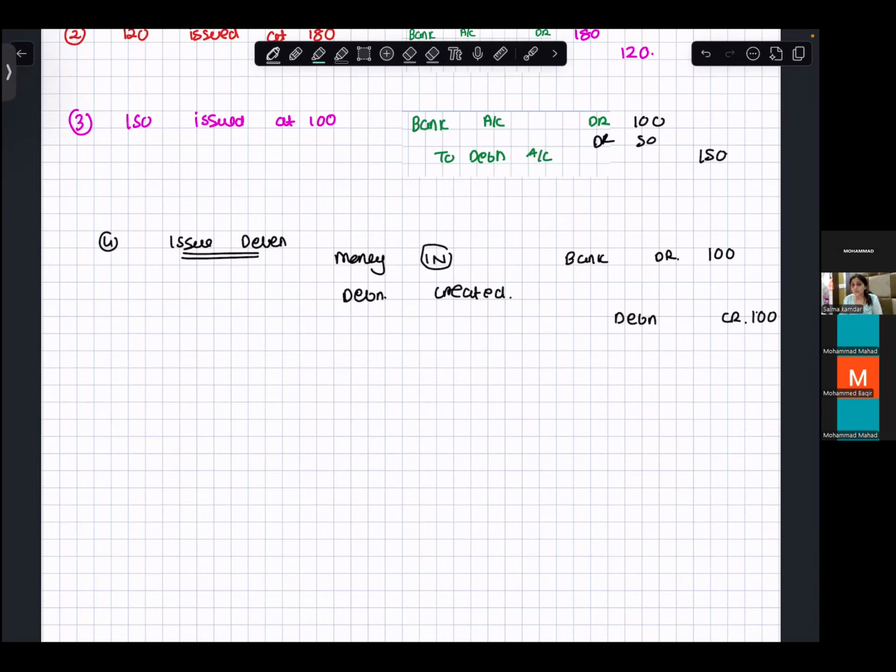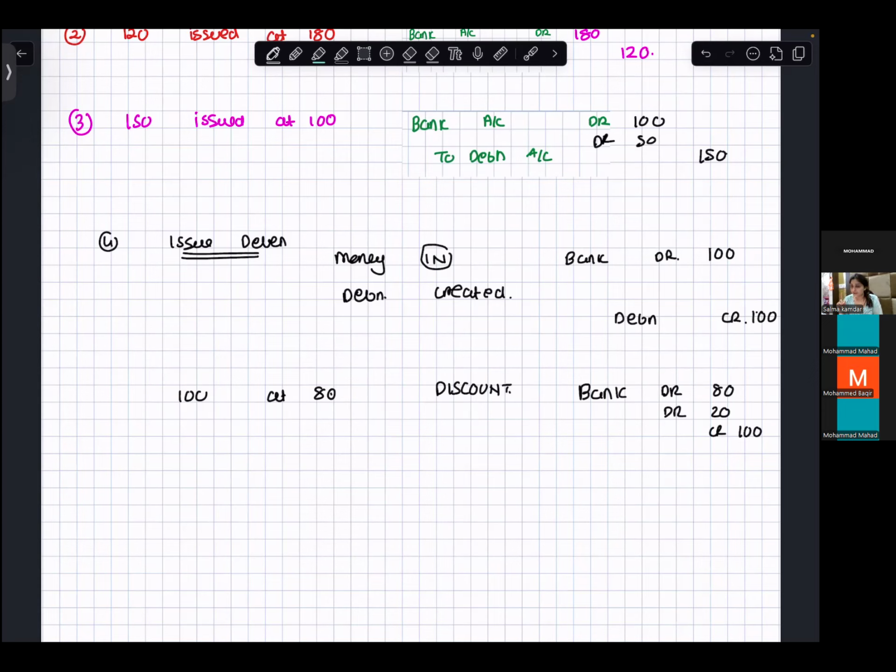With me? Yes. When I issue the debentures at a discount, say debenture of 100 issued at 80, that means you have a loss on issue. So bank will be debited by how much? Bank will be debited by 80. Debenture will be credited by 100, and then the remaining 20 will be debited. This is your loss on issue of debentures.